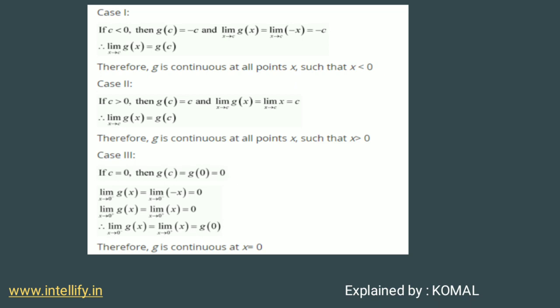Now case 2, when c is greater than 0, then g(c) is equal to c, and the limit as x approaches c of g(x) is equal to the limit as x approaches c of x, which is equal to c. Therefore the limit of the function is equal to the value of the function. Therefore g is continuous at all points such that x is greater than 0.